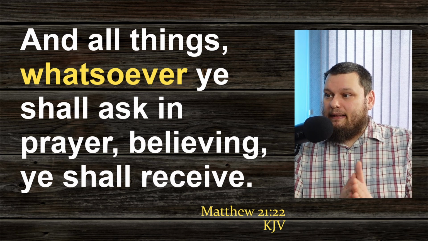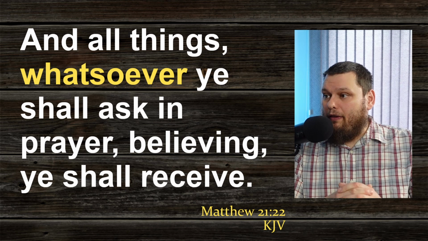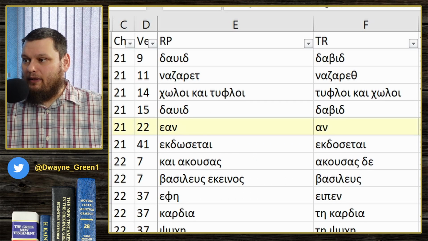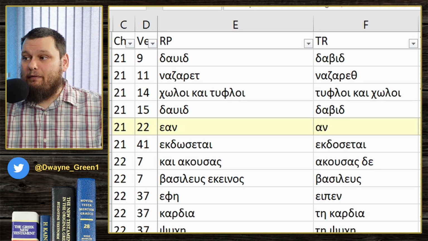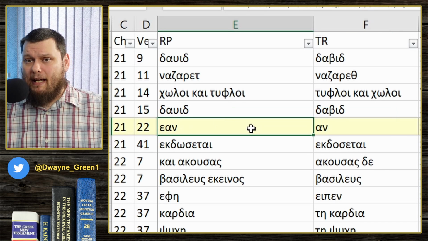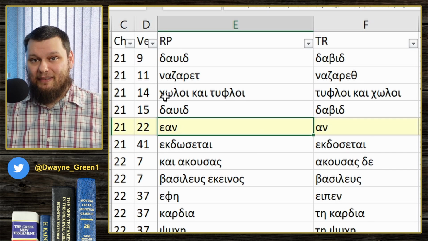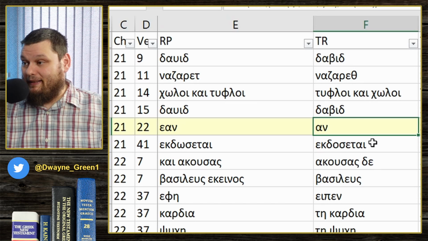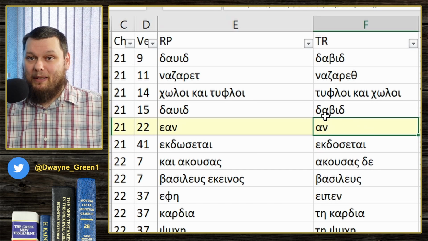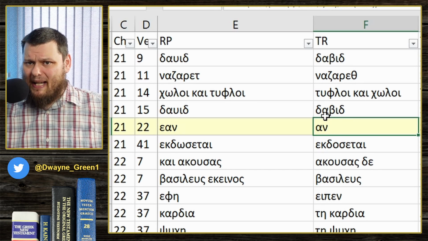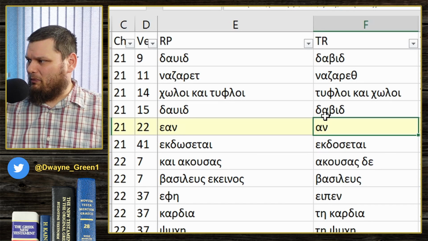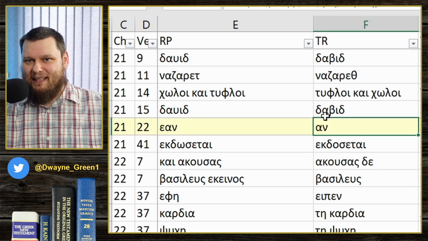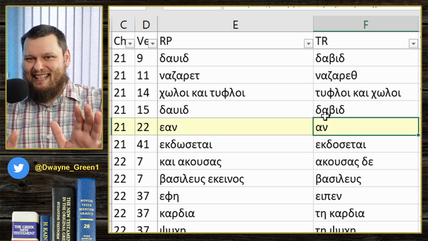So let's move on. In Matthew chapter 21, verse 22, I'll read this out here. And it says, and all things whatsoever ye shall ask in prayer, believing ye shall receive. So the question here is, whatsoever ye shall ask. In the RP text, we have aeon, which is actually the word if, usually used in the sense of if. And then we have in the TR reading just simply on. And on is a particle in Greek that isn't really translatable. It's just kind of one of those weird words. We don't really have anything like it, but it makes something contingent upon something else. That was the best definition I found.